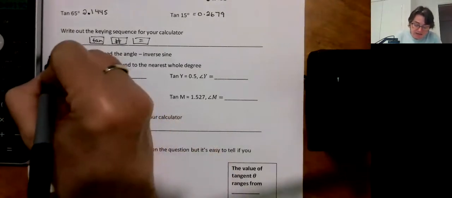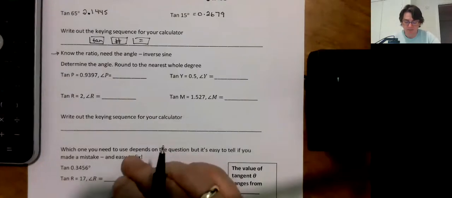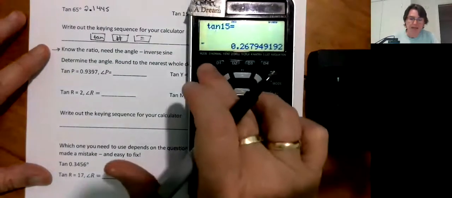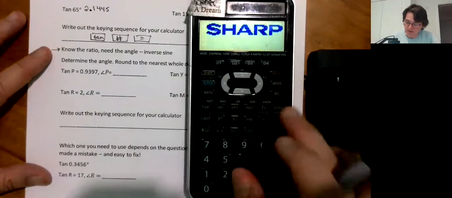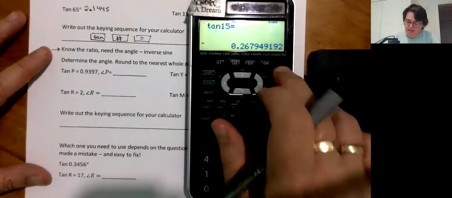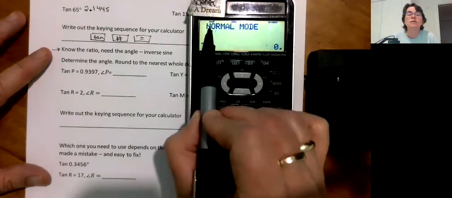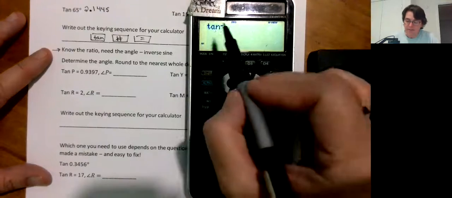All right, so now we're going to know the ratio and we need to find the angle. So if we're ever looking for an angle, you have to use that second function. So I'm going to go second, tangent. So it gives me a tan to the -1. A lot of calculators do that.